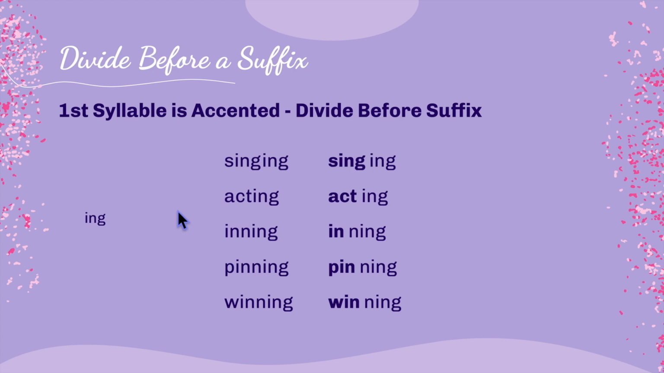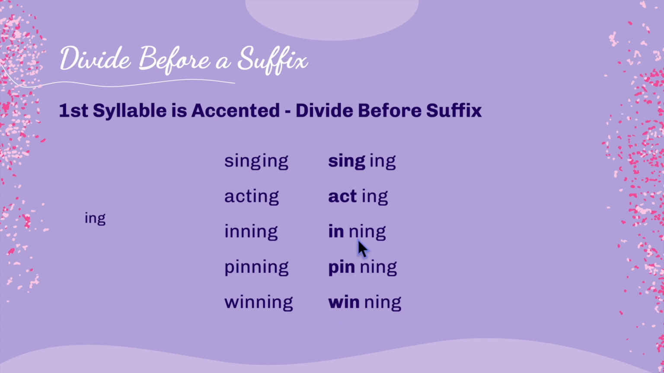You also divide before a suffix. In these words, we have the suffix ing, so we're going to find the ing and split before it. So here we have singing. Notice the first syllable is accented because most suffixes in English do not get accented. So we don't say sing-ing, it's singing, acting, inning, pinning, winning.